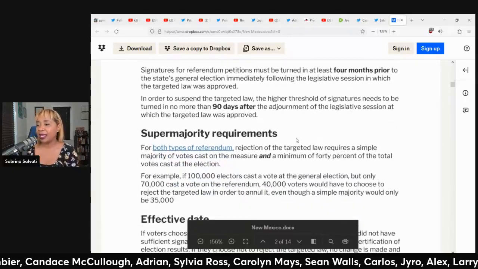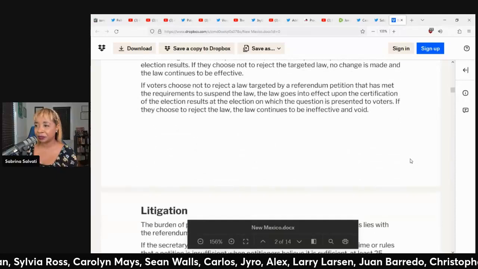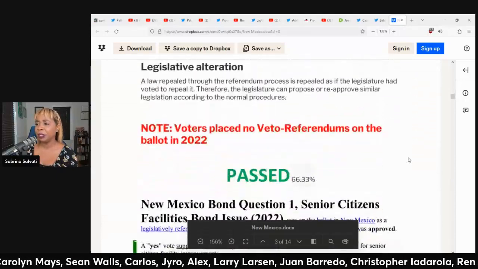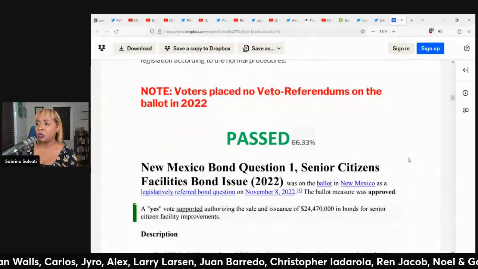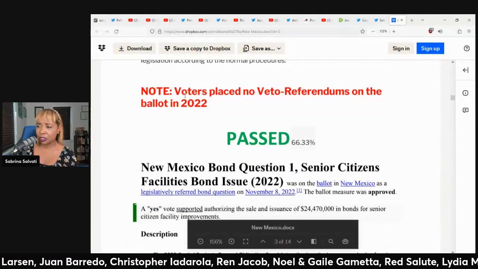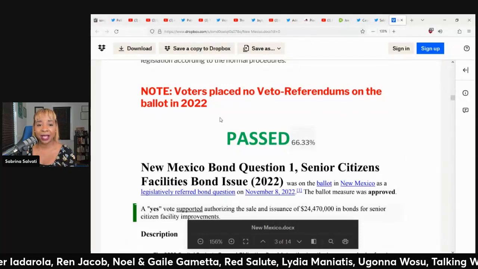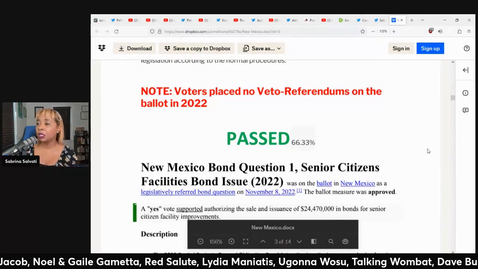Now let's go ahead and get into it, because I don't want to go through all of this, because it can be pretty lengthy. But let's get to the first one. This note here is important. Note, voters placed no veto referendums on the ballot in 2022.